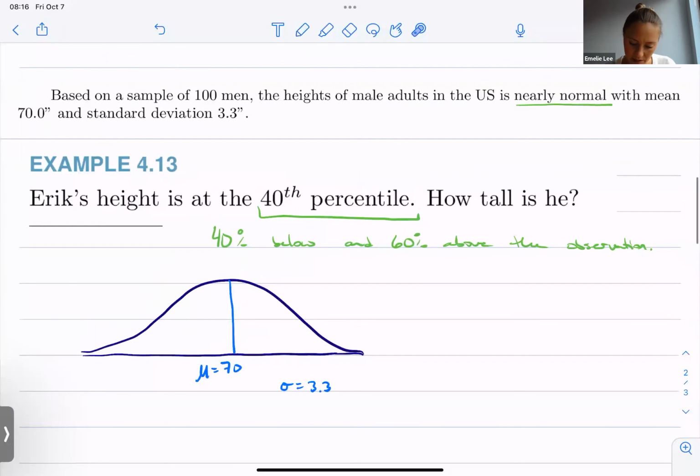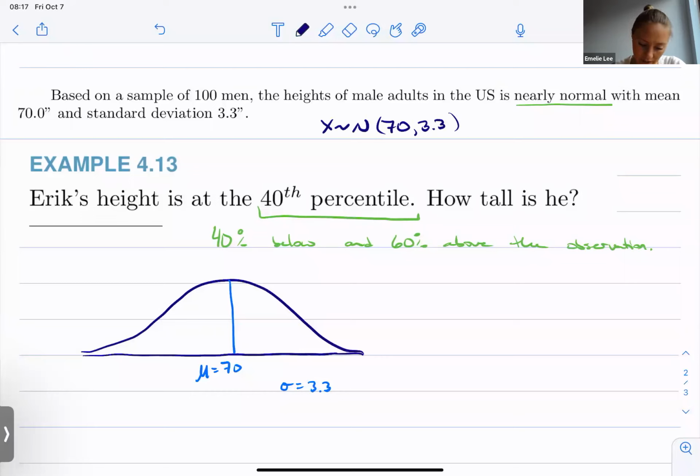Good. And there was something I wanted to say. Oh yeah, how can we write this in shorthand? This says that X follows a normal distribution with a mean of 70 and a standard deviation of 3.3. That's the shorthand for that blurb.